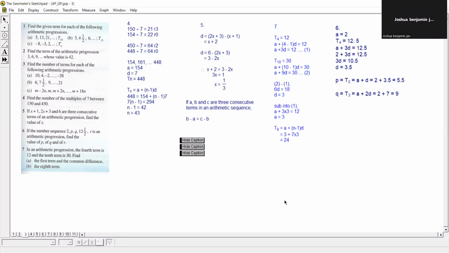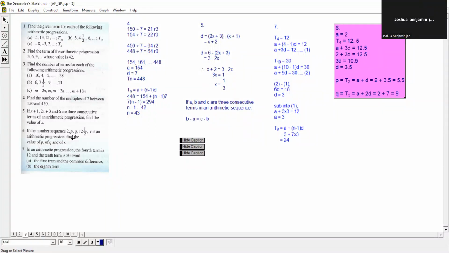Earlier on, you told me that you don't know how to do number 6, right? So I've shown you number 6 here. Now if you read the question, try to read question number 6 aloud. You read: If 2, P, Q, 12 and 1 over 2, R is a geometric progression, find the value of P, Q and R.